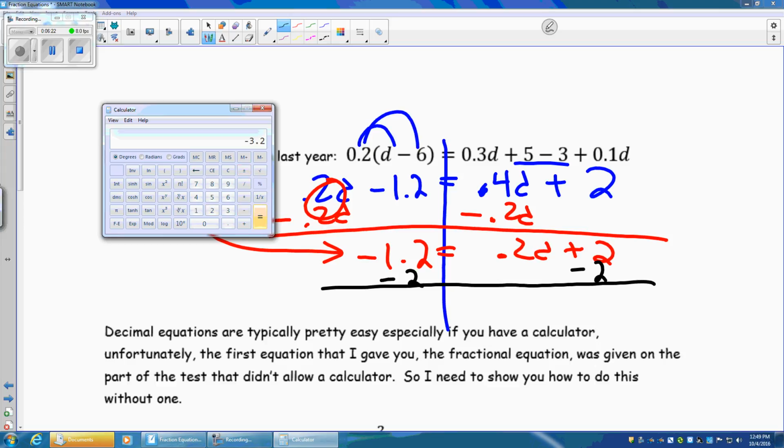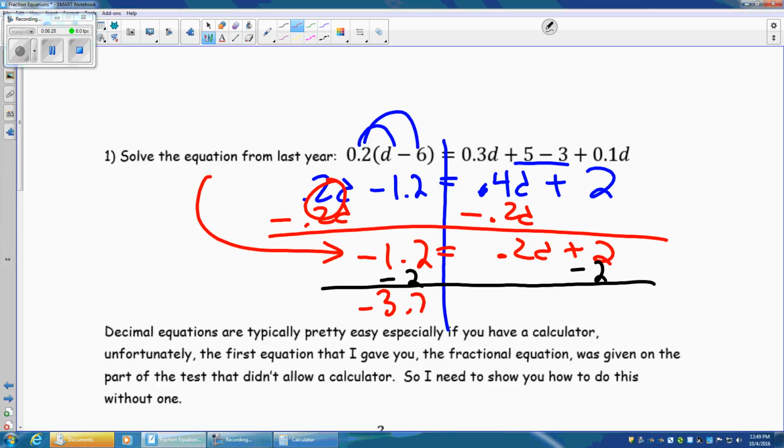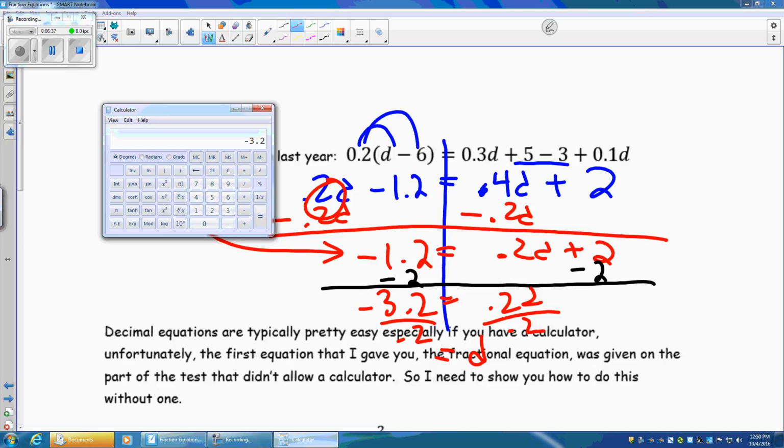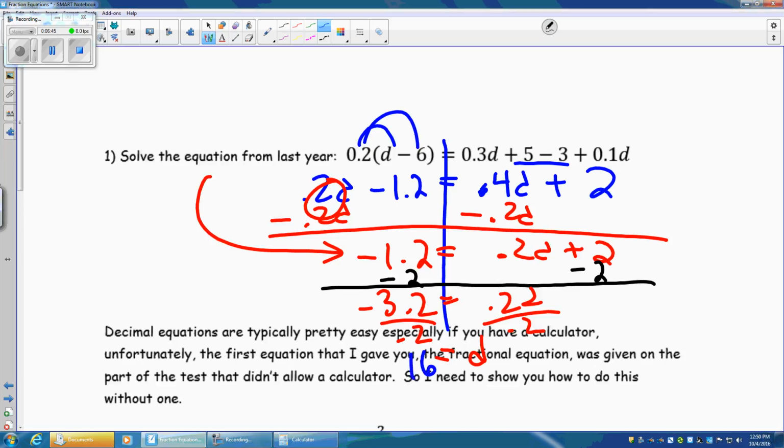I'm assuming a lot of you guys have something different than that because we can't use a calculator correctly. But it is negative 3.2 is equal to 0.2d. Divide both sides by 0.2. And we end up getting d is equal to 3.2 divided by 0.2 is 16. And last but not least, let's figure out the sign on this. We said that this is a negative. This one's a positive. So these two are not happy to be together, so it's going to be negative 16.